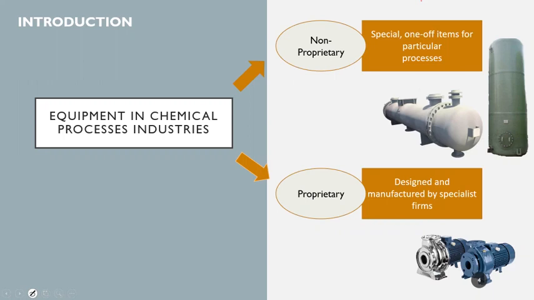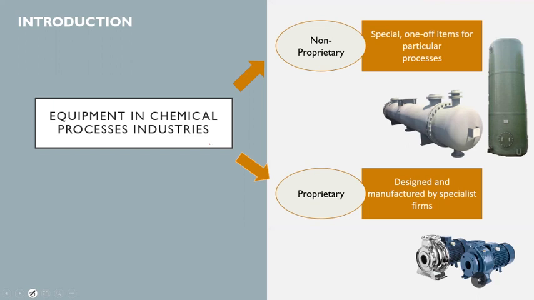Okay, as the introduction, before we proceed to the detailed mechanical design for the pressure vessel, I will explain the equipment involved in the chemical process industry. Later you will know which type of equipment we are going to proceed with for detailed mechanical design, and which other equipment we can just purchase from the manufacturer or fabricator.